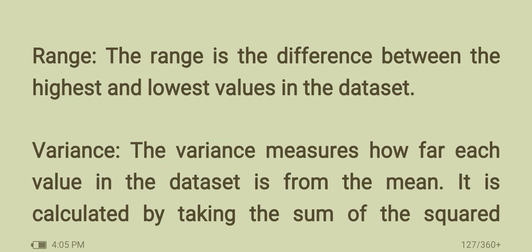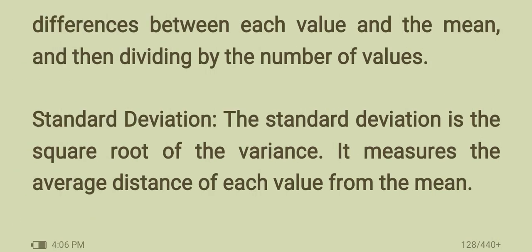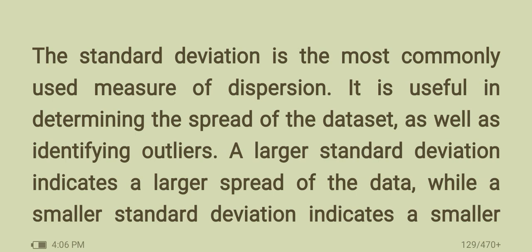Next, variance. The variance measures how far each value in the dataset is from the mean. It is calculated by taking the sum of the squared differences between each value and the mean and then dividing by the number of values. Standard deviation. The standard deviation is the square root of the variance. It measures the average distance of each value from the mean. The standard deviation is the most commonly used measure of dispersion. It is useful in determining the spread of the dataset as well as identifying outliers.